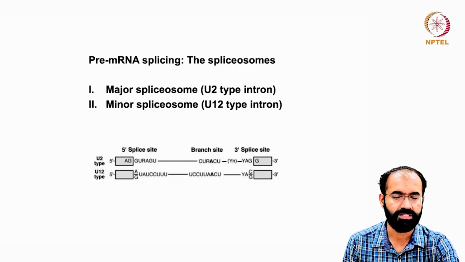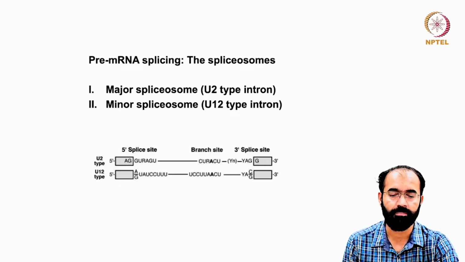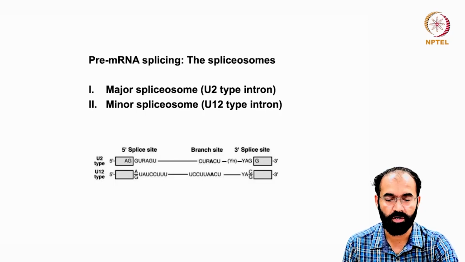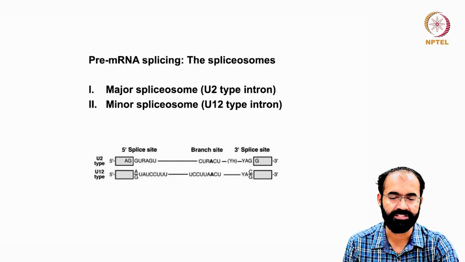Then you have UCC, UUU, that is the 5' splice site. And then at the branch point, you have UCC, UU, AACU, slightly different from the branch site of the U2 or the major spliceosome. And towards the end, after the post branch point, you don't have a polypyrimidine tract, rather you have a YAC or YAG.